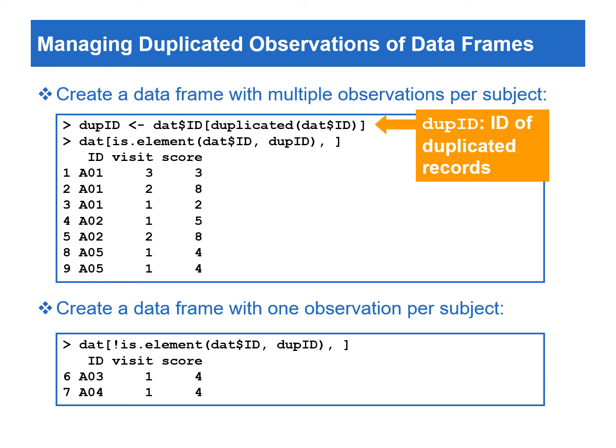Once we have the duplicated IDs, we can use the is.element function to check whether each element in the ID variable belongs to the duplicated IDs, and use this result to create a data frame with multiple measurements for each patient. Negating the result from the is.element function generates a data frame containing patients with only one measurement.